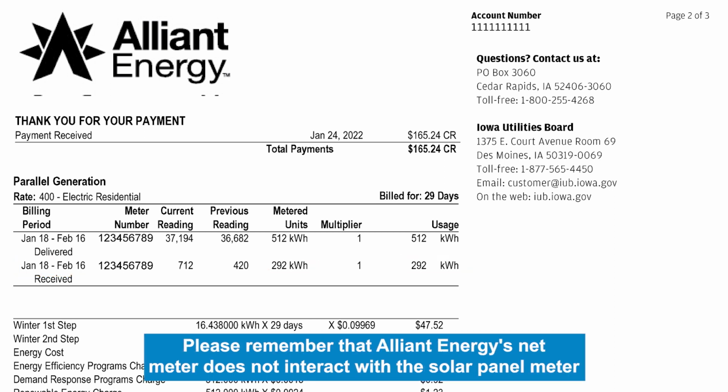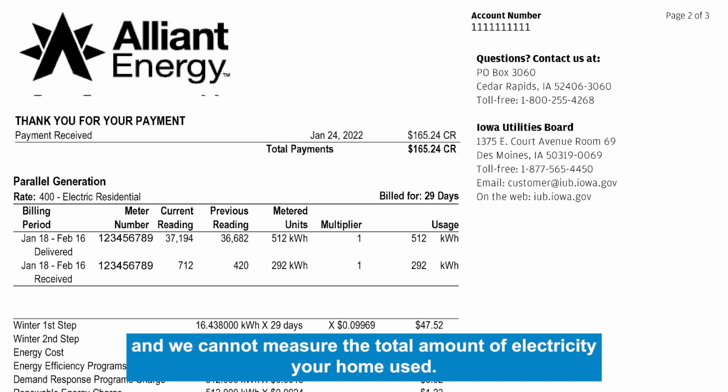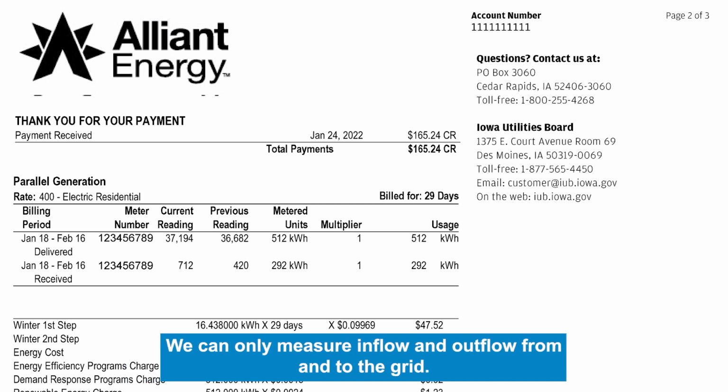Please remember that Alliant Energy's net meter does not interact with the solar panel meter your installer provided. We do not know how much energy your solar system produced overall, and we cannot measure the total amount of electricity your home used. We can only measure inflow and outflow from and to the grid.